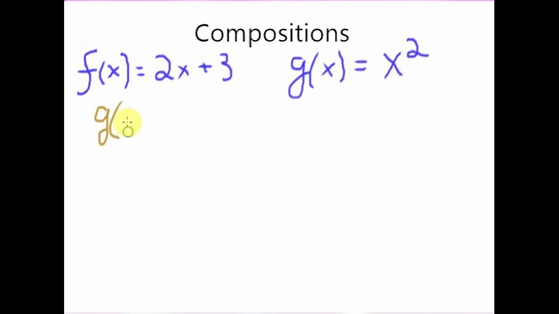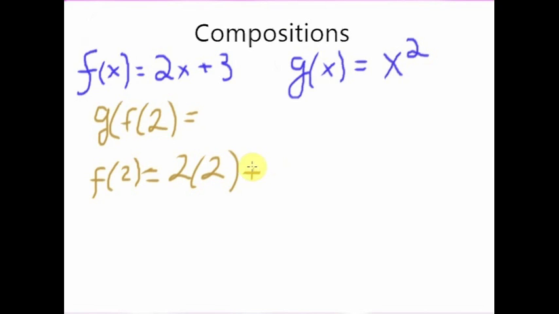We can also do this in the opposite order, which is g of f of 2. This will give us a completely different answer. So again, first we need to find out what f of 2 is equal to. So we plug in a 2 every time there's an x in the equation. So we have 2 times 2 plus 3, and that is equal to 7. So f of 2 is equal to 7.